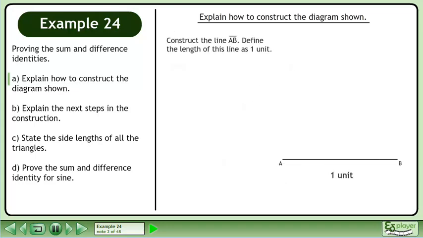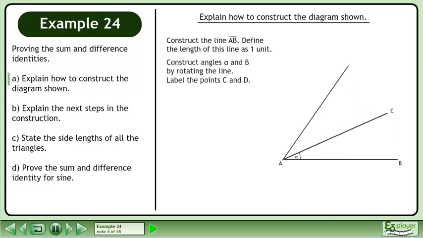Construct the line AB. Define the length of this line as 1 unit. Construct angles alpha and beta by rotating the line. Label the points C and D.